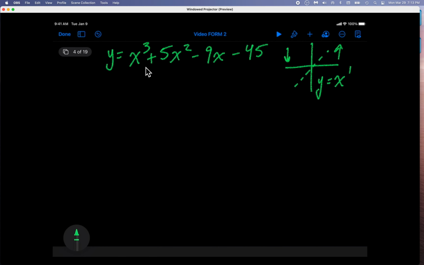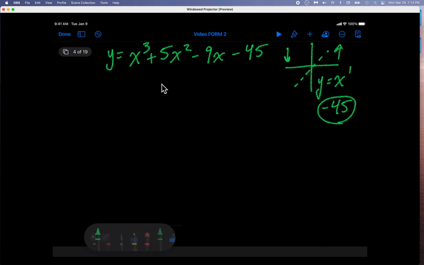What else do we know? Our y-intercept. Let's do that right now. Plug in 0 for x. Here's our y-intercept. So -45 is our y-intercept. To find out any other information, we have to find the zeros. We have to find the points where it crosses the x-axis. So how do we do that?